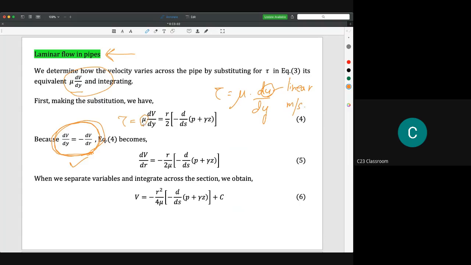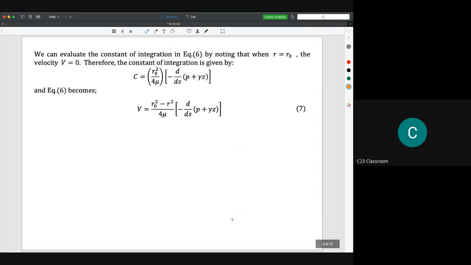Then we change that one. We bring the mu to the right, and then we change dv dy into negative dv dr, so we bring the negative sign to the right hand side. Then we integrate, and finally we get this term plus C. Then we give r equal to R0, meaning the maximum r gives us velocity equal to 0. Then we can get the value of C, the constant of the previous equation. If we substitute, the equation of 6 will become full terms like this one.